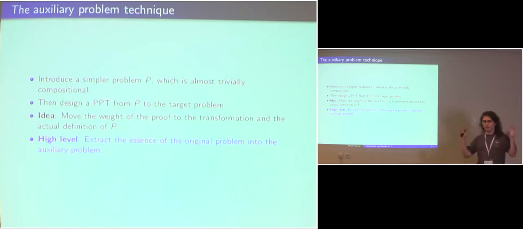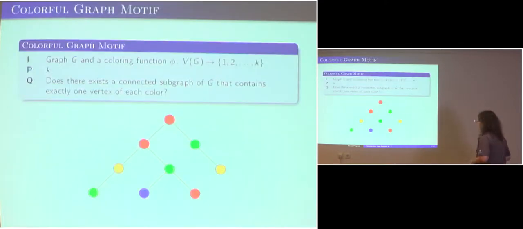Yeah? So this is the motivation. But now let's look at that example. So the auxiliary problem that I will work with will be called colorful graph motif. It works like this. I've got a graph G together with a coloring of its vertices in k colors.